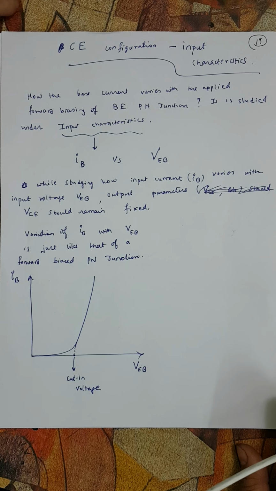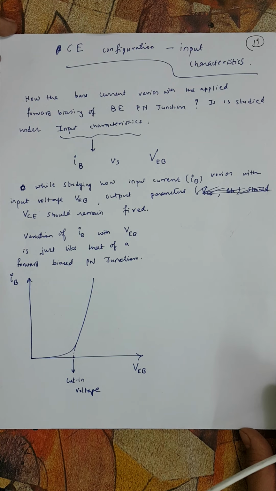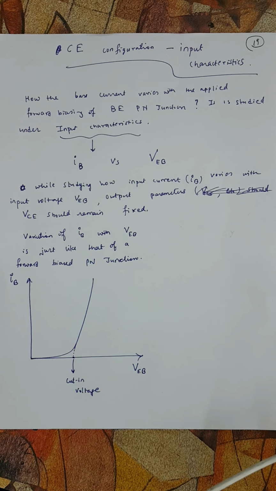Hello friends. So today we are going to study the most important topic in transistors. And if you understand this, then transistor is over. And the topic is the input and output characteristics of a BJT, bipolar junction transistor, in a common emitter configuration.